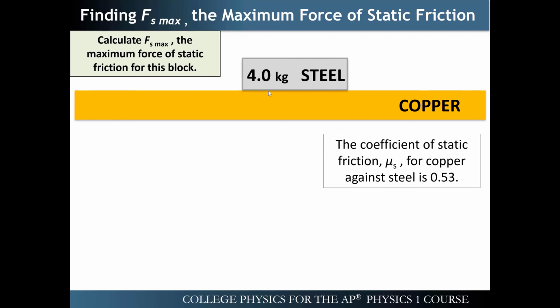You know the coefficient of friction is 0.53 for copper and steel at static status. And you know it's a 4 kilogram block. So using what we've discussed and what we've learned, find that friction force in your groups. Like I said, about 3 minutes, and then I'll bring you back and we'll see what you came up with.